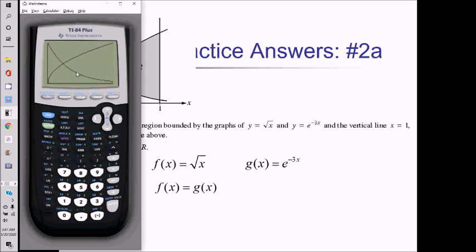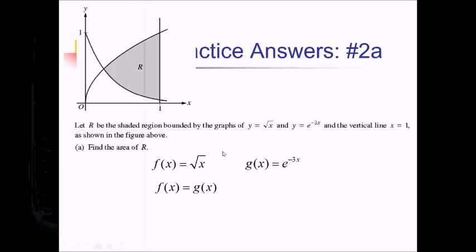And let me do second trace, and then option 5 for intersect. And let's just see where these cross. So enter, enter, enter. And that gives us 0.2387. I'm going to give that number a name. I'm going to call that A, the x value A. So now I don't have to ever write out that decimal again.